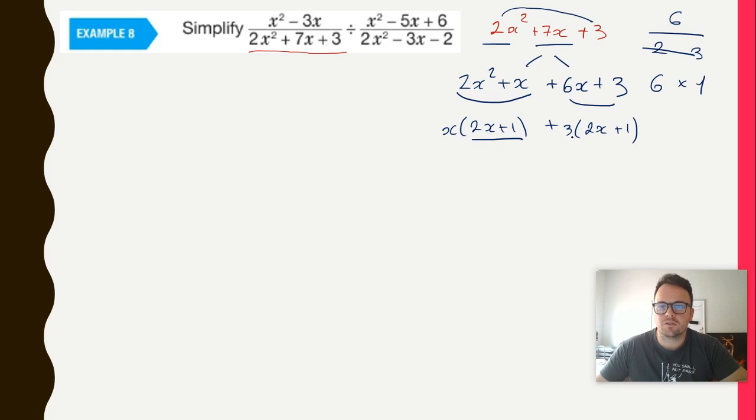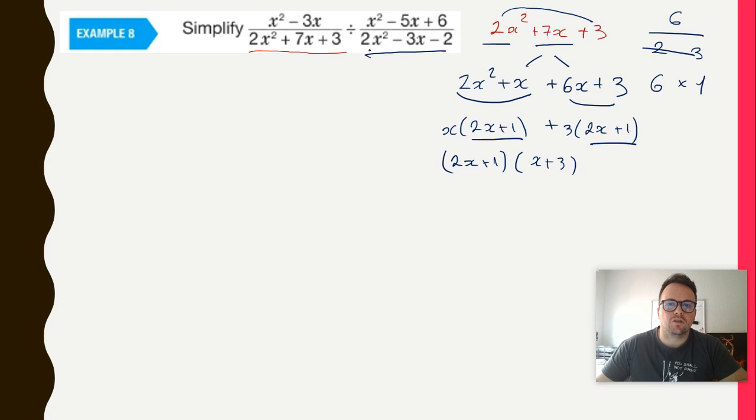And hooray, what do you notice? Two brackets, that's the common factor, 2x plus 1, okay, times x plus 3. And that's your quadratic factorized. Brilliant, isn't that great? Simple.